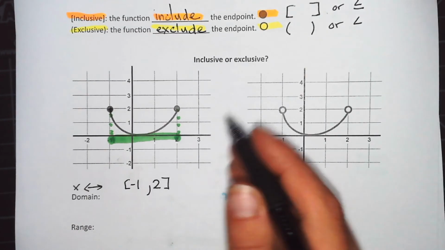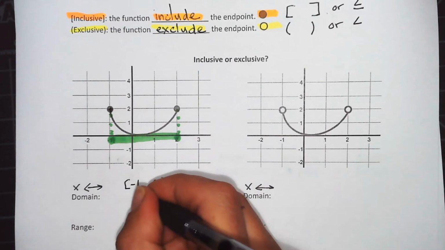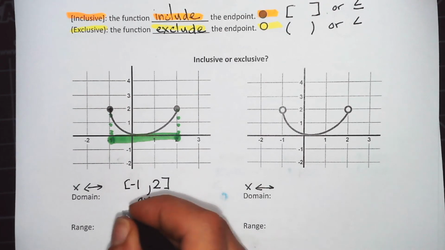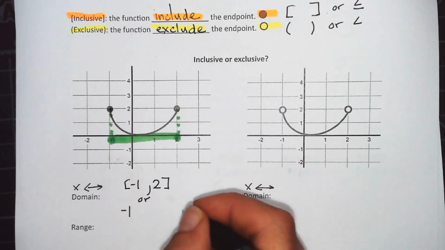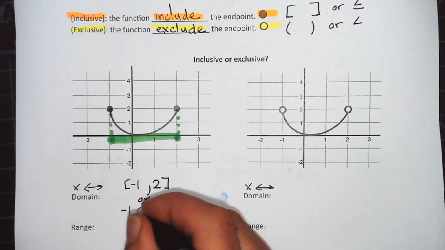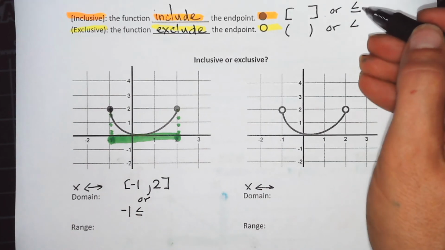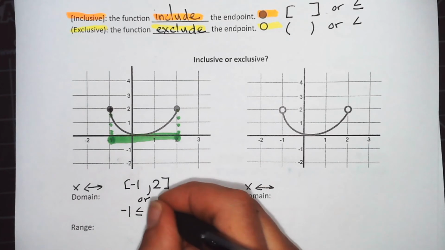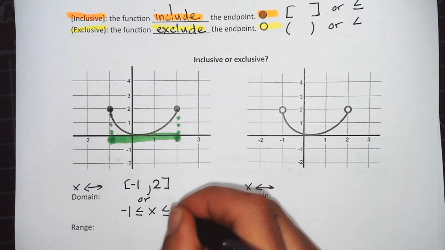In the other notation, in our inequality notation, we'd say how far to the left? -1. How far to the right? So -1 is less than or equal to, because it's included, x, which is less than or equal to 2.